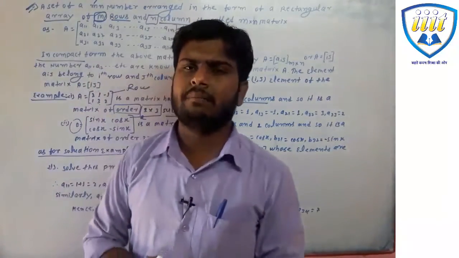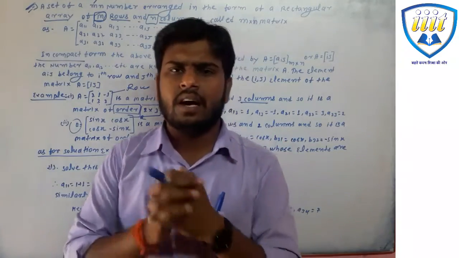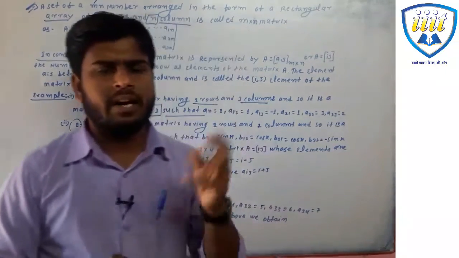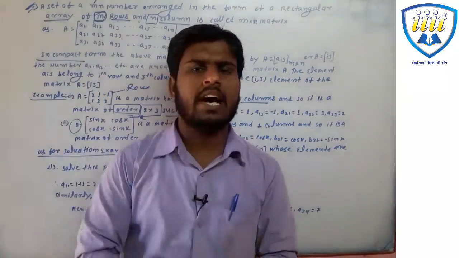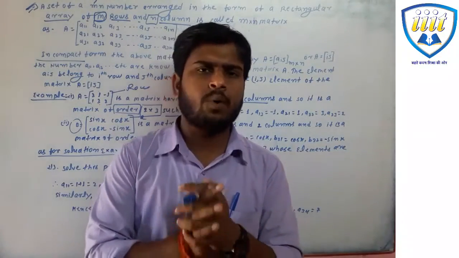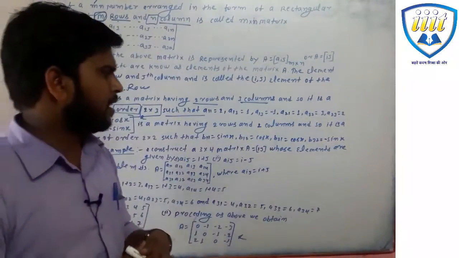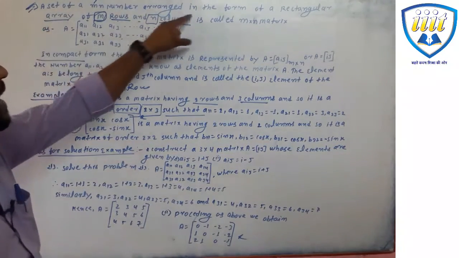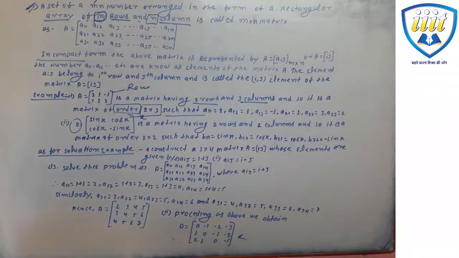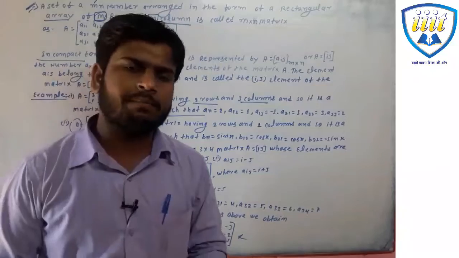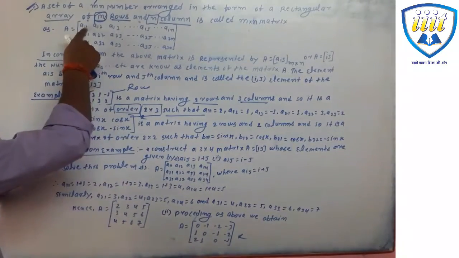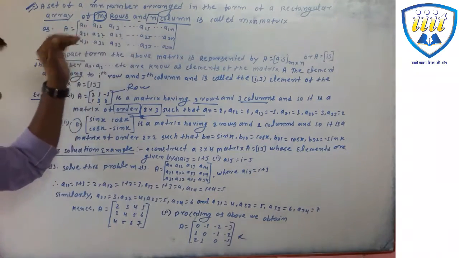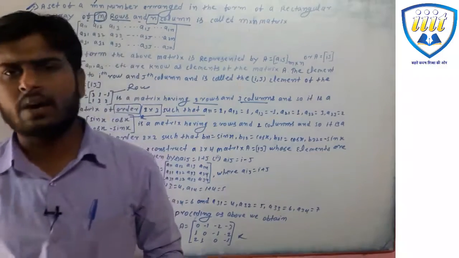Matrix definition: a set of mn numbers arranged in the form of a rectangular array of m rows and n columns is called an m by n matrix. For example, A11, A12, A13, then A21, A22, A23, and down A31, A41, A51.